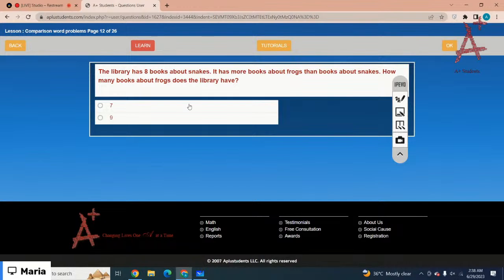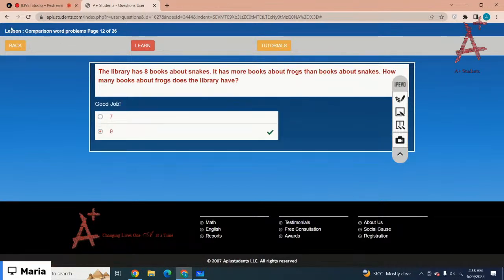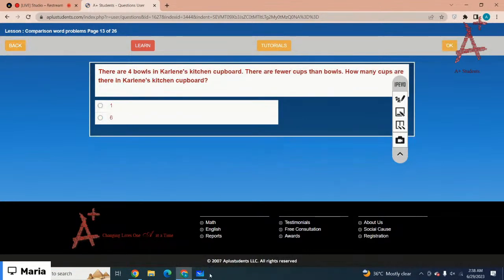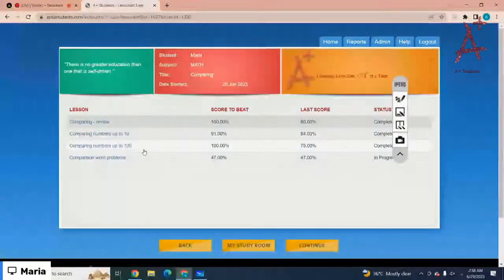Okay, you can complete the test by yourself later today. So, we were working on grade 1 maths. The chapter we're working on is comparison, and the lessons we have covered are comparing review, comparing numbers up to 10, comparing numbers up to 100, and comparison word problems.